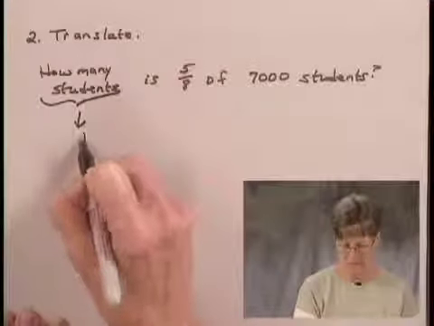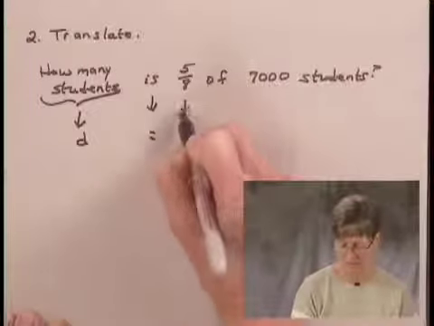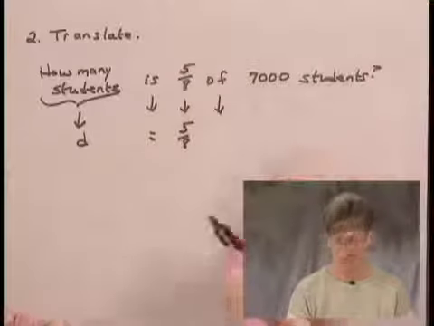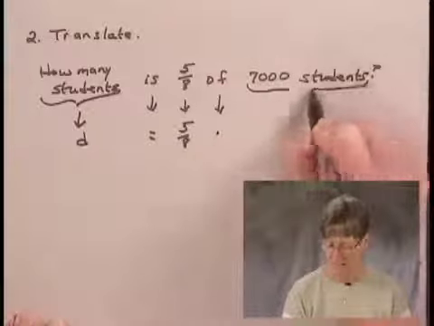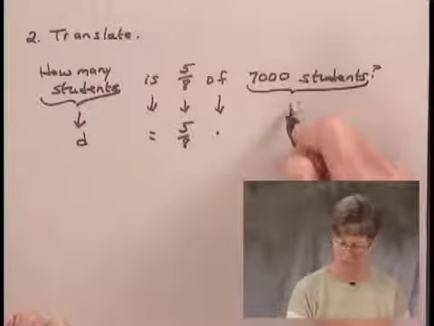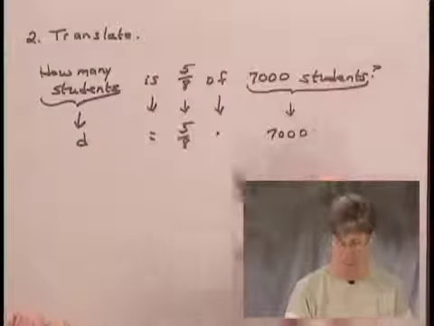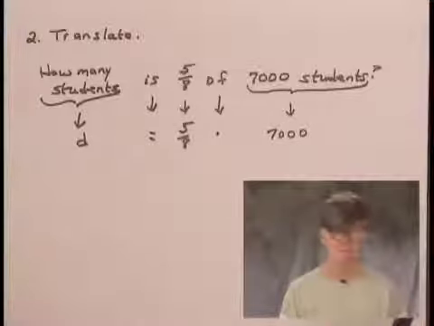So we would say that D translates to equal 5/8; of translates to a multiplication. So we would say 5/8 times, and the 7,000 students translates to the number 7,000. So we've translated to the equation D is equal to 5/8 times 7,000.